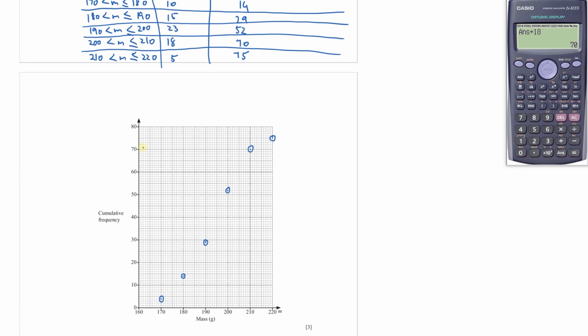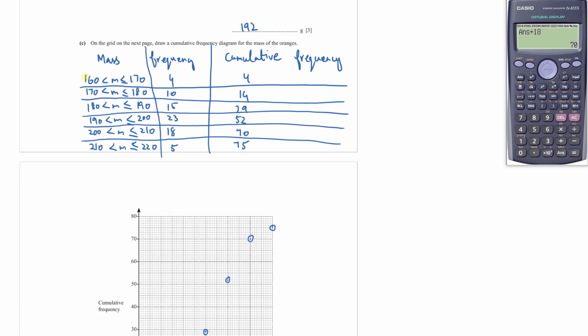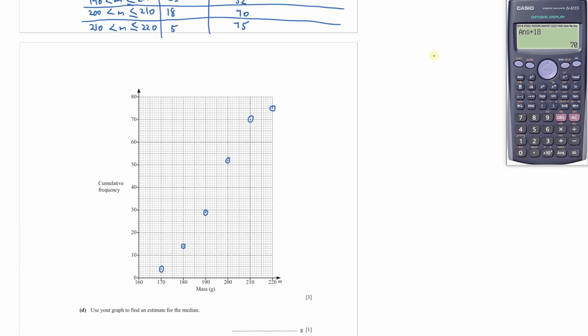And then since there are no oranges which have mass less than 160, if you want, you can assume another imaginary class here, which is m is less than 160. How many oranges? 0 in this, because your mass starts from this class 160 to 170. So there are 0 oranges less than 160 grams in mass. So you can plot this 160 value on the x-axis and the y-axis value will be 0. So now you can draw this cumulative frequency curve.